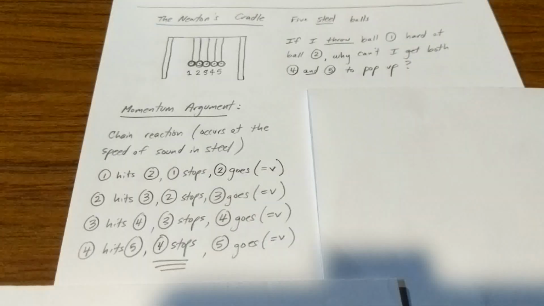I'm going to make 2 arguments for why it's physically impossible for more than just one ball to bounce up on the other side of the Newton's cradle if you throw a single ball towards the row of them. The first argument is a momentum argument.